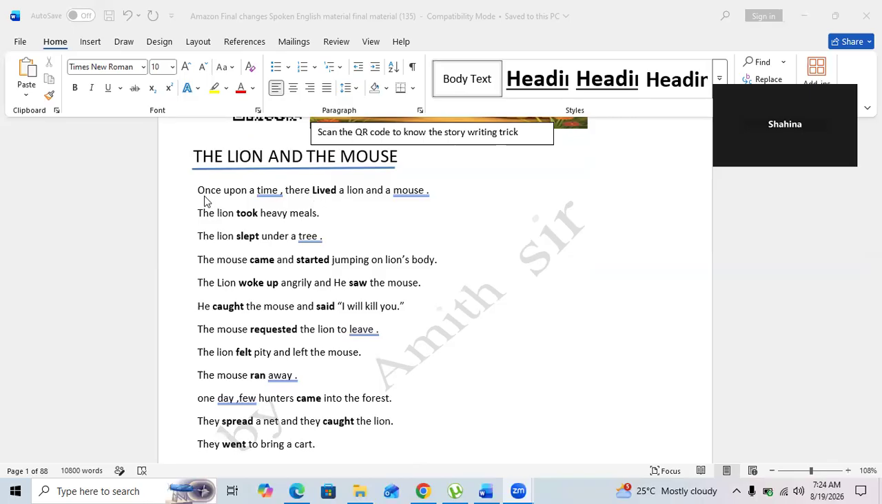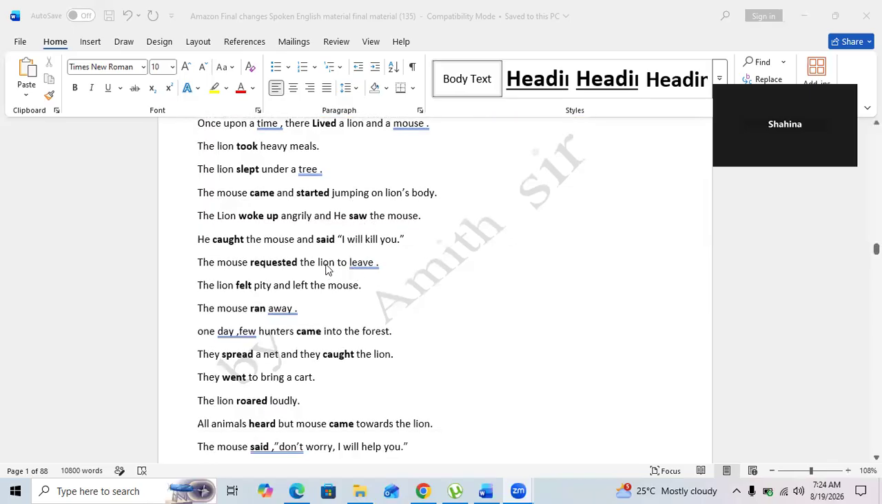So as you can see, once upon a time, there lived a lion and a mouse. The lion took heavy meals. The lion slept under a tree. So subject, V2 and object. The mouse came and started jumping on lion's body. Subject, V2 and object. The lion woke up angrily.